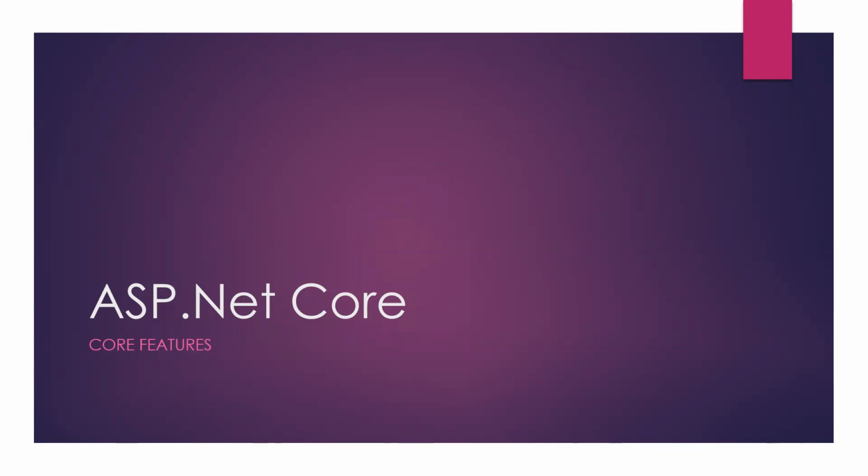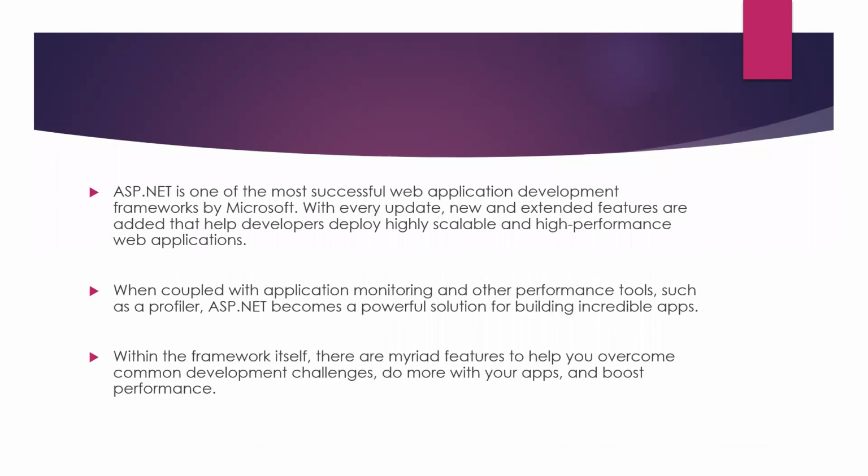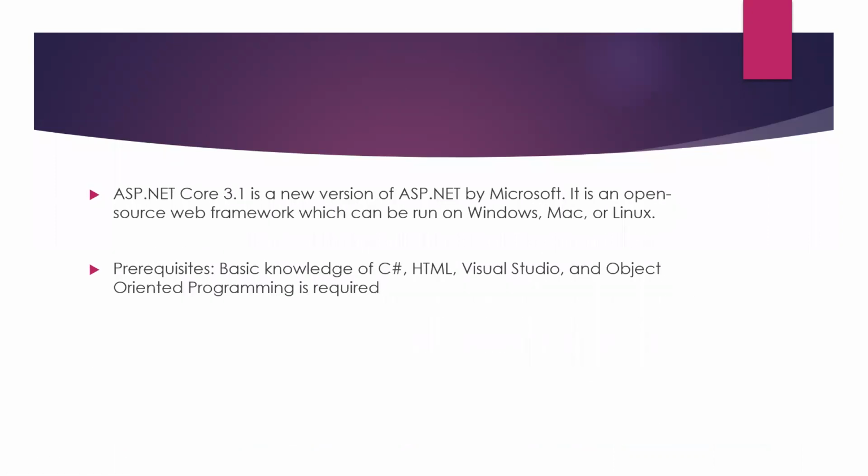Today we'll start with ASP.NET Core features. So what are the different features we can see in ASP.NET Core? You can just go ahead and start looking into that. ASP.NET Core 3.1 is a new version of ASP.NET by Microsoft. It's an open source web framework which can be run on Windows, Mac or Linux. So this is one of the major advantages we have in ASP.NET Core. That's the reason we can go ahead and run the application on Windows, Mac or Linux.